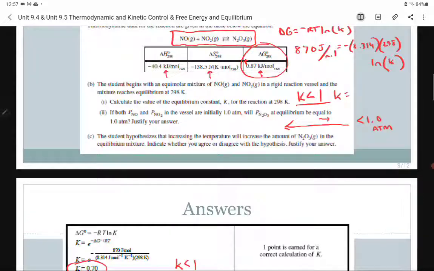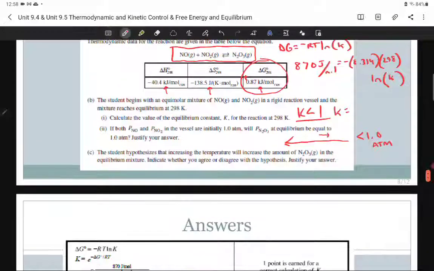Part C. A student hypothesizes that increasing the temperature will increase the amount of N2O3. What will happen there? Well, there's a lot of ways you can talk about that. This is the way I'm going to talk about it. I don't know if they're going to use that same method that I'm using. So we already know that delta G is positive, right? Well, let's back up a second. It was positive at 298.